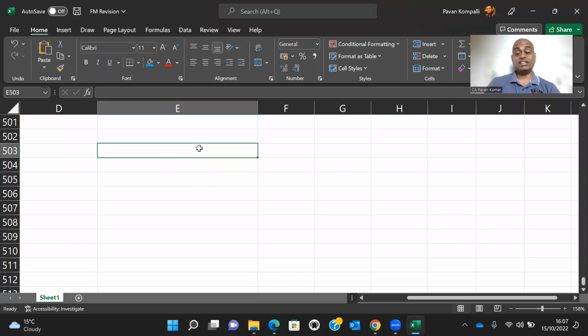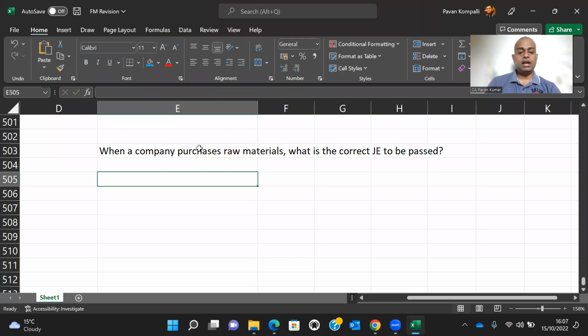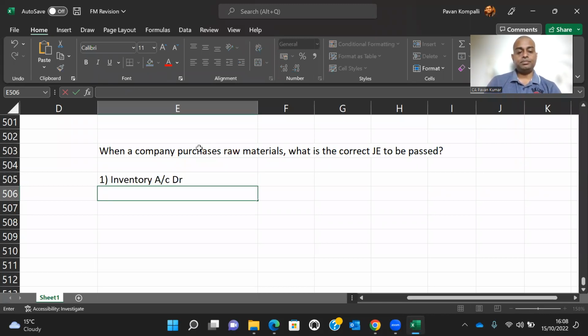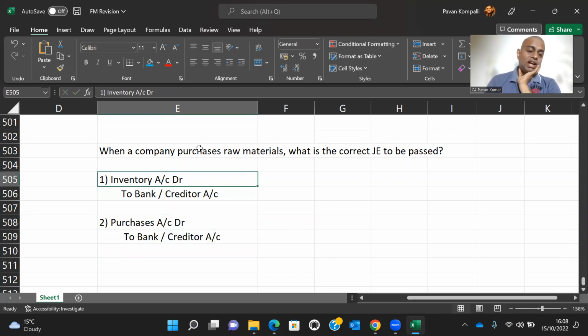Okay. Now the question is, when a company purchases raw materials, what is the correct journal entry to be passed? One, inventory account debit, to bank or creditor account. Two, purchases account debit, to bank or creditor account. Which one is correct? Is one correct or two correct?